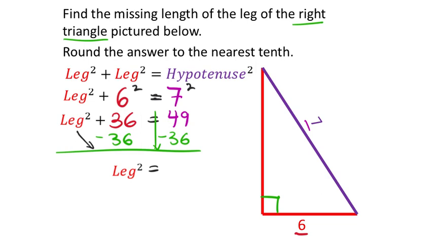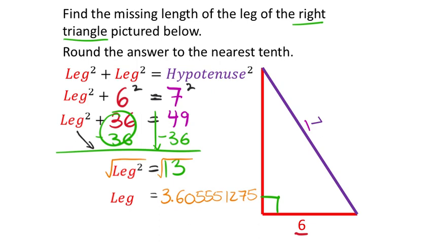So this will give me leg squared because the 36 is going to zero out. We planned that. We forced that to happen. But then 49 minus 36 is going to be 13. And then what we want now is not leg squared, but just a regular leg to equal something. So to do that, I'm going to square root both sides. If I do it to one side, I must do it to the other side, just like a principle of equality. And when I put this into the calculator, this is the number it gave me.